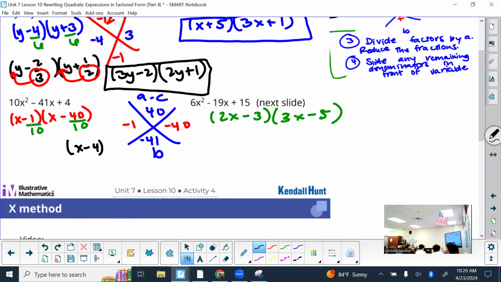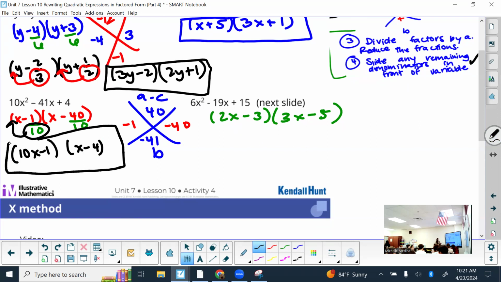Over here, this is already a reduced fraction, but you have to slide any remaining denominators in front of the variable. You should do that at least once, so that when you check your answer, you are getting the 10x squared. But this part becomes 10x minus 1. And then when I multiply them, now I'm getting the 10x squared. Now I'm getting a positive 4, and then the middle term. Does that make sense? All right. I do want to show you a GCF problem, so we're going to go to that next.